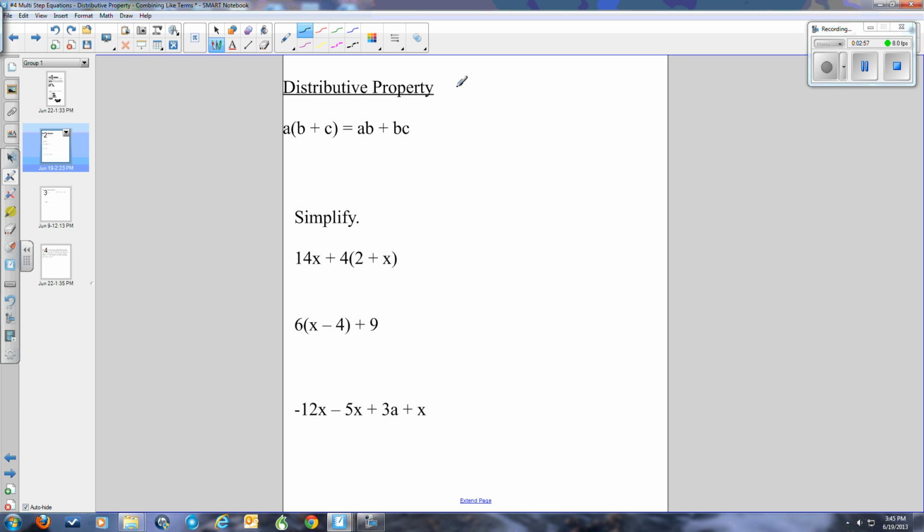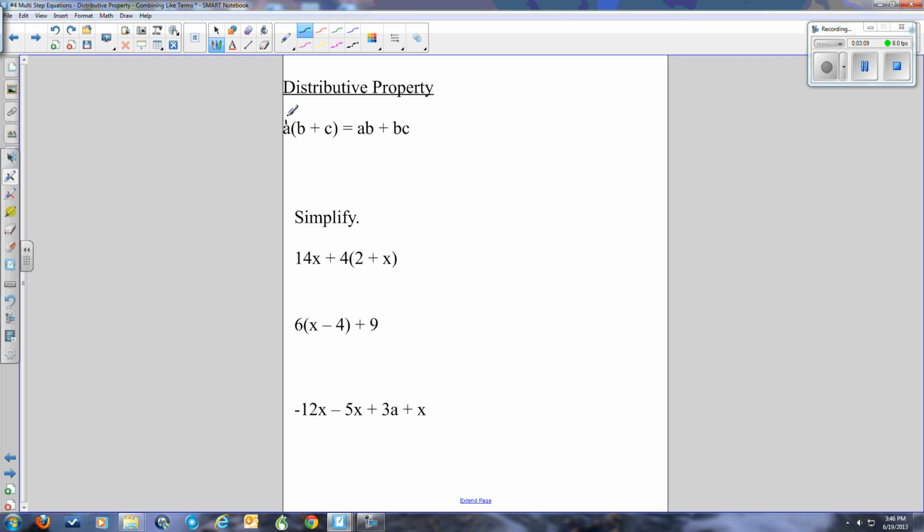So let's move to the next page. The distributive property. And I actually have to make a correction here. If we have a times, in parentheses, b plus c, that's going to give you, if you distribute your multiplication, a times b plus a times c. So you're basically saying a times the first term, which is a times b, and a times the second term, which is a times c. That should say a times c there.